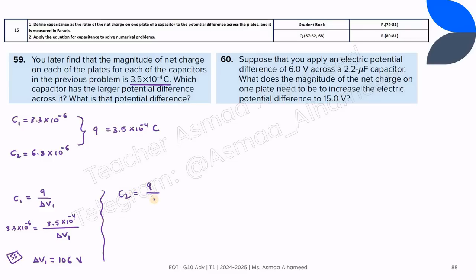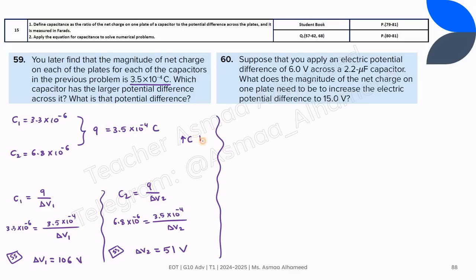Now let's try the second one. C2 will be Q over delta V2, and this will be 6.8 times 10 to the power minus 6, 3.5 times 10 to the power minus 4 divided by delta V2. Again, shift solve, so delta V2 will be 51 volts. So from this we can say that if they have the same charge but different capacitance, the higher the capacitance, the lower is the value of delta V. Okay, but Q has to be the same.